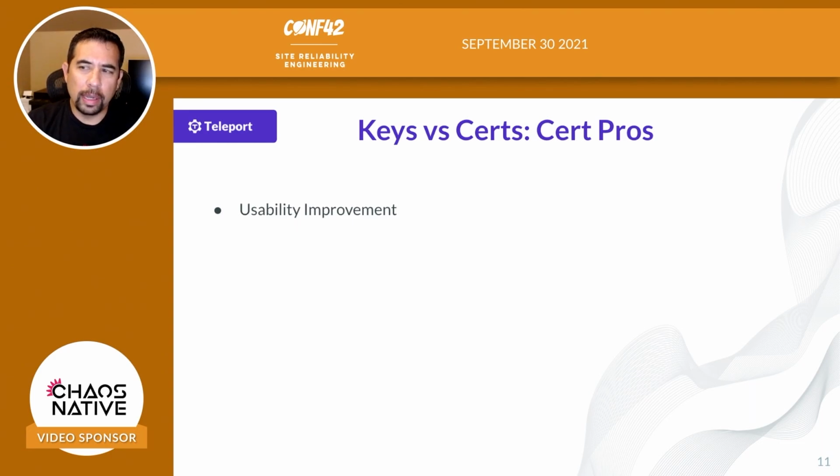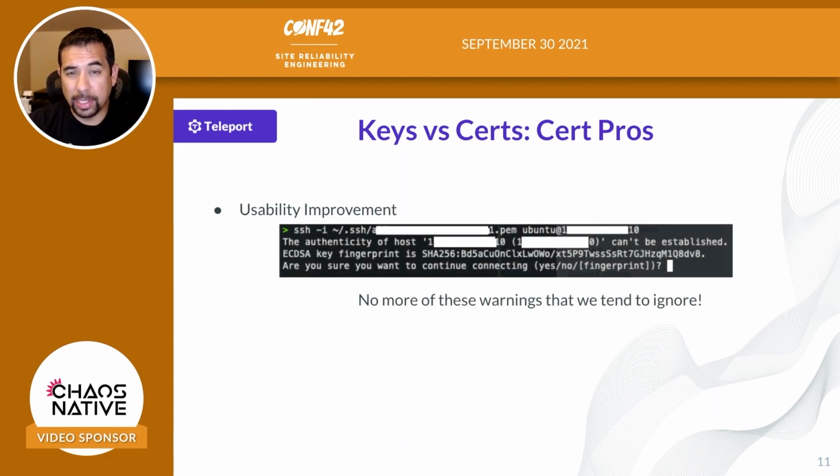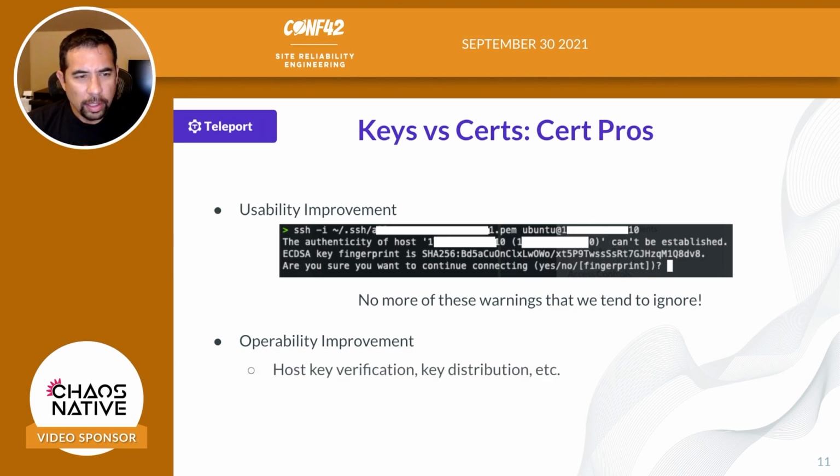So let's look at a few of what I would call pros of using something like SSH certificates. We have a usability improvement, and part of that is this message that we get when we're SSHing into a system that we're not familiar with. We log in and you get this warning and we're like, do I want to connect? Yes, no. And guess what? We just continue on and we just ignore it and go from there. So there's an operability improvement when you leverage something like SSH certificates on that line. You get host key verification, you get key distribution, things that help from a certificate piece.